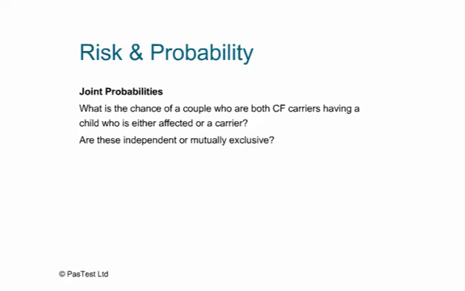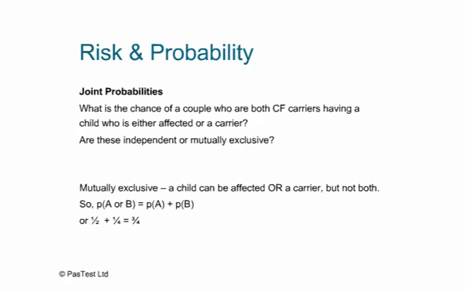Now these are mutually exclusive events. A child can be affected or they can be a carrier, but they can't be both at the same time. So the chance of one or other of these events happening in a single child is the probability of either of them happening added together. So the chance of a child being a carrier is 1 in 2, the chance of being affected is 1 in 4, so the probability of them being either a carrier or affected is 3 in 4.